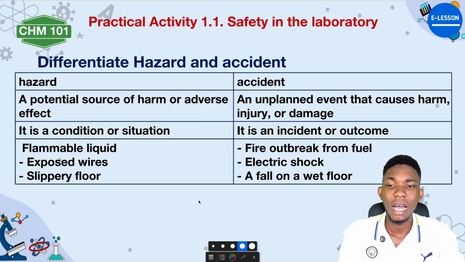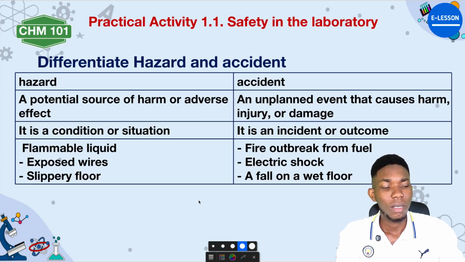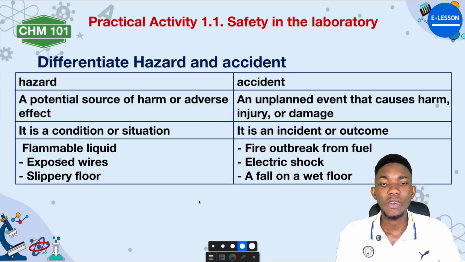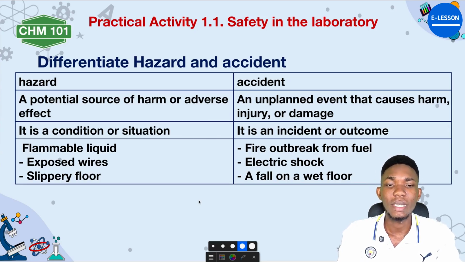Now, let us differentiate between hazard and accident. What is hazard and what is accident? Now, hazard is a potential source of harm or adverse effect. All right, a potential source of harm or adverse effect is a hazard. Then accident is an unplanned event that causes harm, injury, or damage. That is an accident.